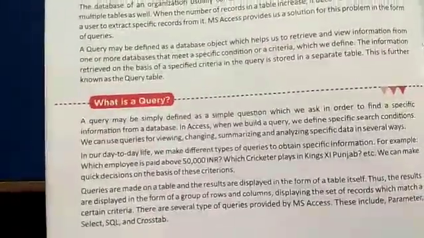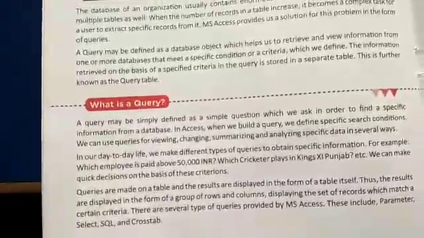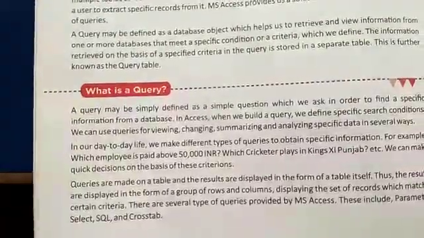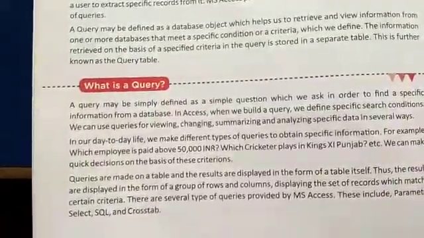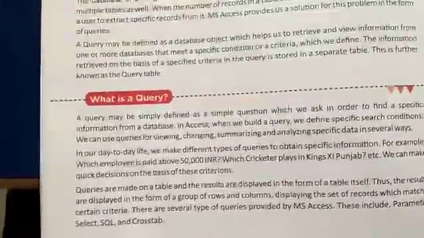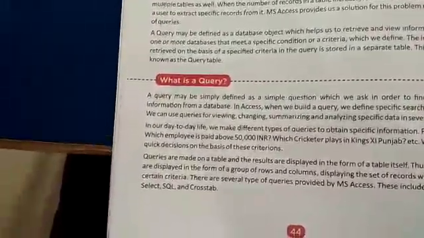In Access, when we build a query, we define specific search conditions. We can use the query for viewing, changing, summarizing and analyzing specific data in several ways. Different tasks can be done and different information can be retrieved from the database using the concept of query.